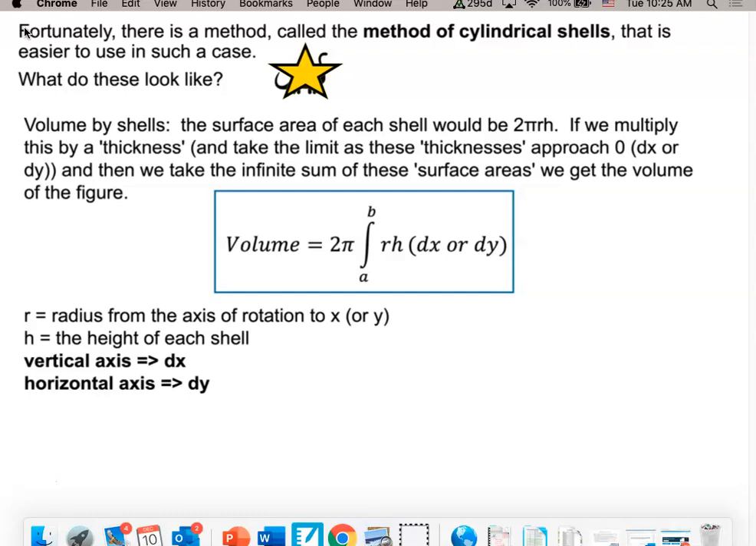So that's why I like shell. I like it because, I don't know, because I'm lazy. Anyway, I like it because I like to have things with dx.